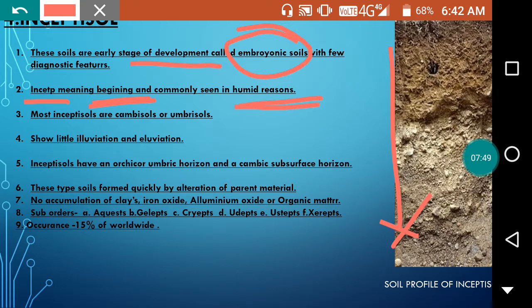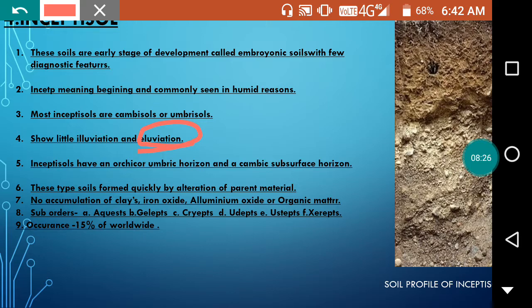Most inceptisols are cambisols and umbrisols. Show little eluviation. See, I will explain about eluviation. First one, eluviation is nothing but the accumulation of the clay and the sesquioxides like Fe and Al oxides. This is called eluviation. And eluviation is the leaching of these clay silicate minerals, including the sesquioxides like Fe and Al oxides, etc.